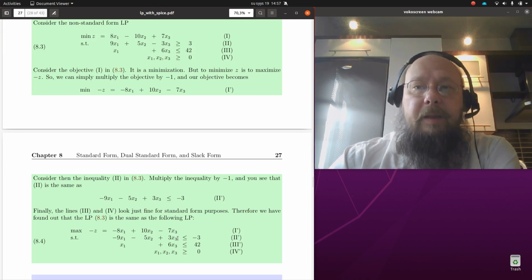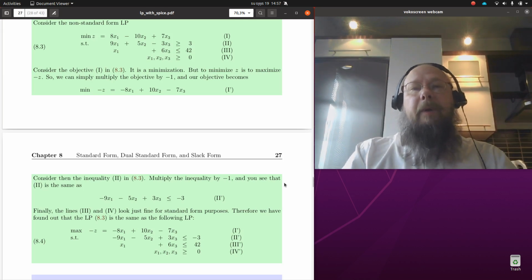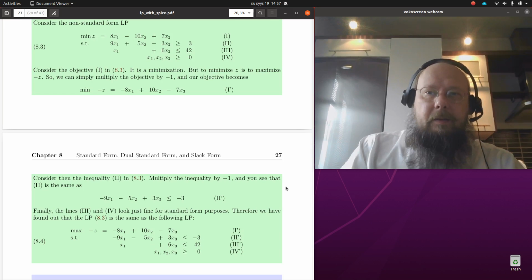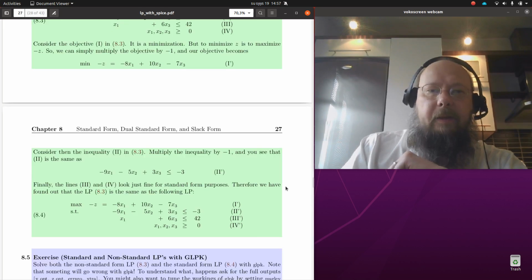Nothing is different really. So the solution of 8.5 is exactly the solution of 8.3. So we have rewritten the LP in a different form. We have not changed the LP as such. Of course, how to solve it may be different, but the LP is not different.